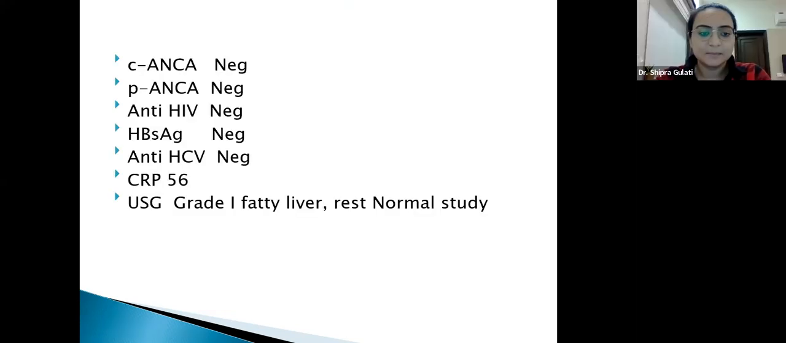C-ANCA and P-ANCA were negative. Anti-HIV, HBsAg and anti-HCV were negative. CRP was 56. An ultrasound of the abdomen showed grade 1 fatty liver. Rest of it was normal study.